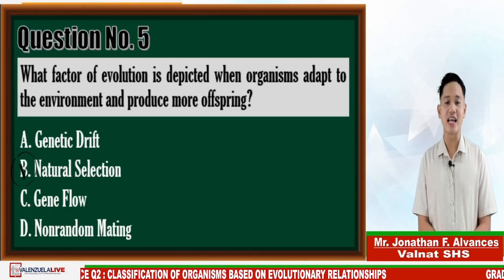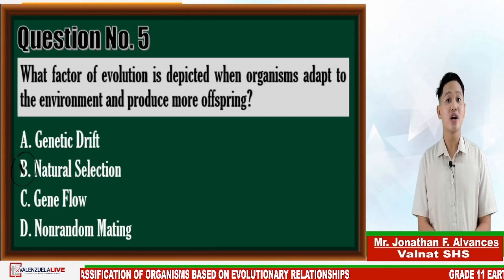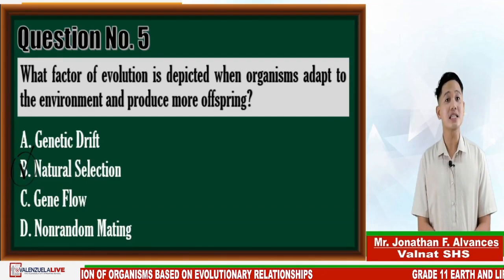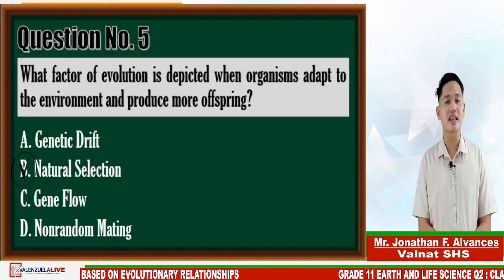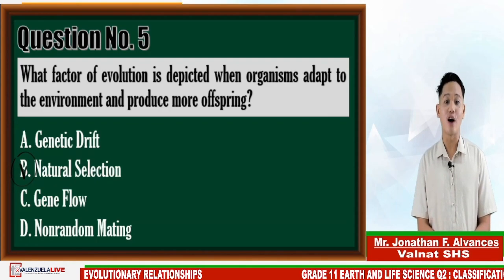If your answer is letter B, you are correct. Natural selection is when organisms adapt to the environment and produce more offspring.